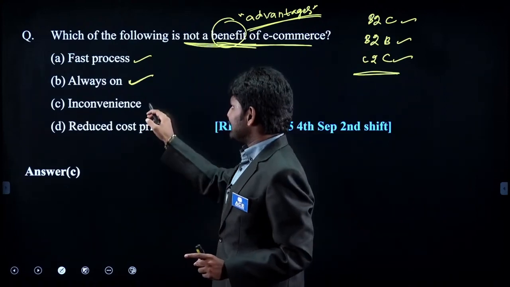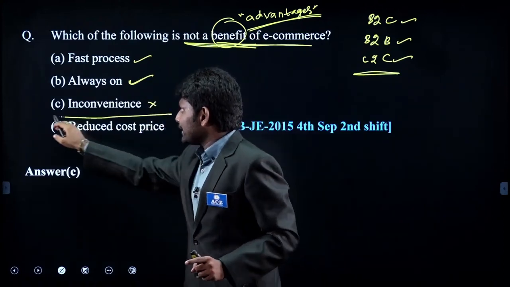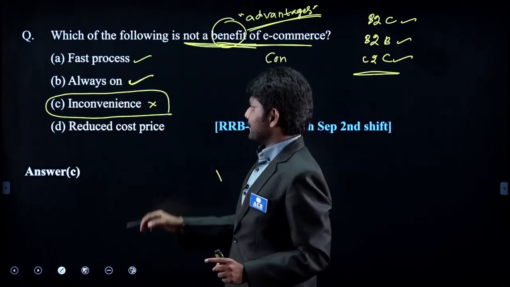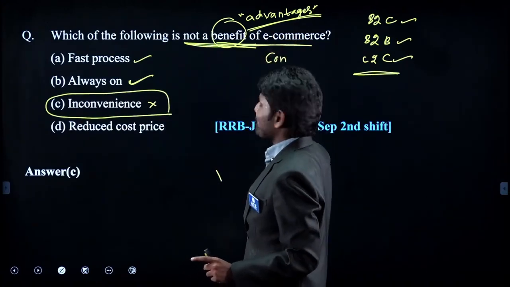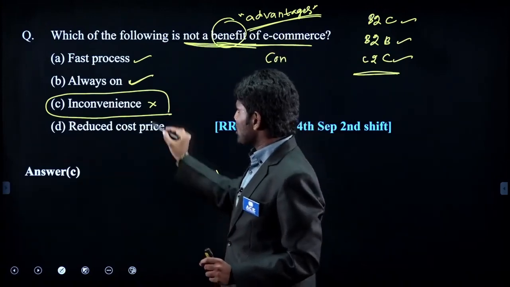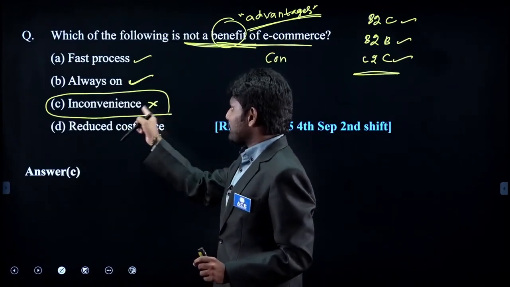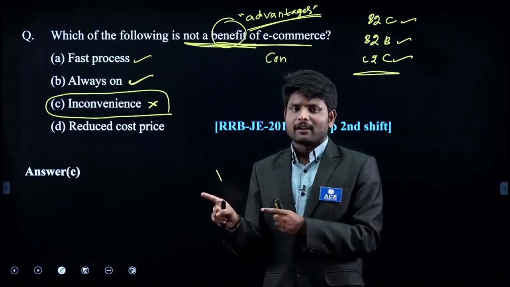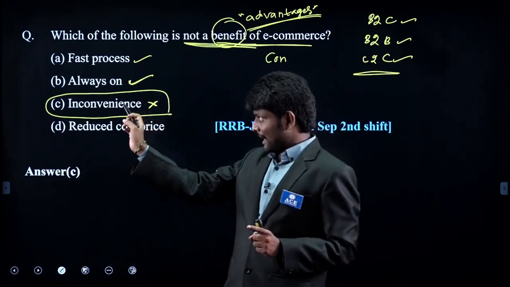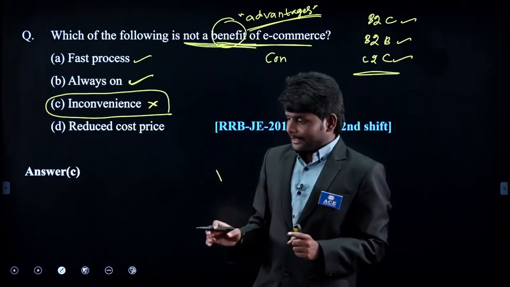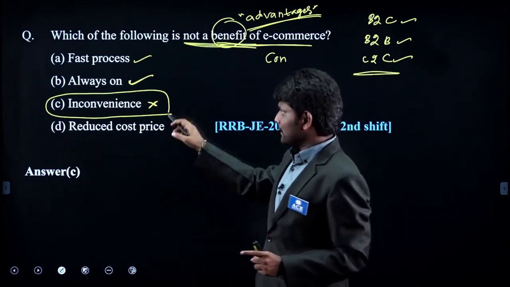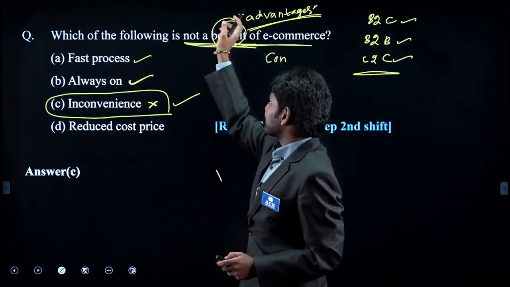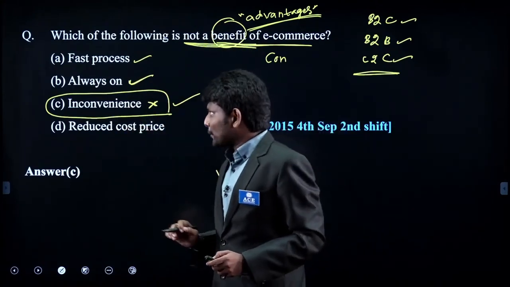Then inconvenience. This is a disadvantage. Actually, convenience will be created by e-commerce, but they are saying inconvenience. Convenience is the advantage or benefit of e-commerce, but they are pointing to inconvenience here. So this is wrong. Inconvenience is not a benefit first of all, and e-commerce doesn't create inconvenience. So this is the answer for this question. Reduced cost price, this is also true. Since they are asking about what is not a benefit, we need to point to inconvenience.